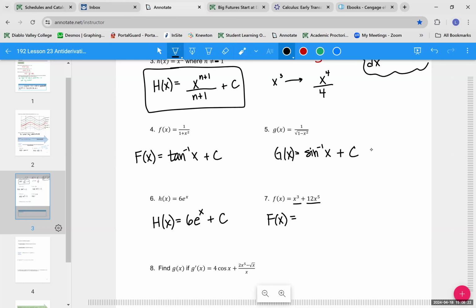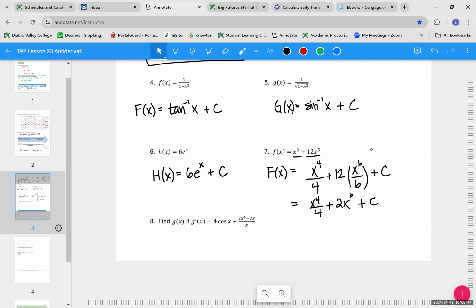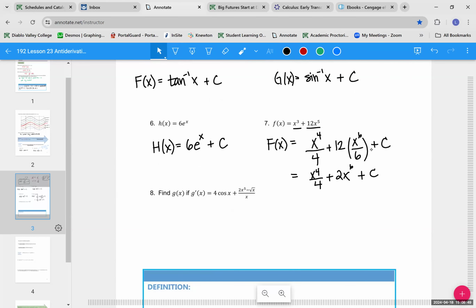So x to the 3rd, I'm going to add 1 to the power and divide by that same number. Keep the 12 in front of my next term. Add 1 to the power. Divide by that number. So it looks like I have x to the 4th over 4 plus 2x to the 6th. Oh, don't forget my plus c. The directions did ask us to do the most general form of the antiderivative. So that's always going to have your plus c.